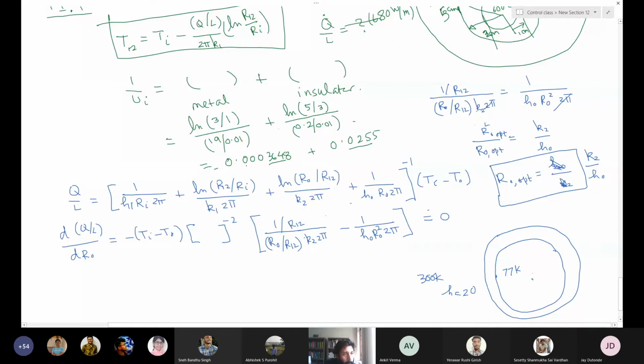The diameter is 0.5 meters, so the radius is 0.25 meter. So Ri equals 0.25 meter, and Ro is 0.25 plus the thickness, 25 millimeter, that means 0.025 meter, so 0.275 meter. So this is Ri and Ro.